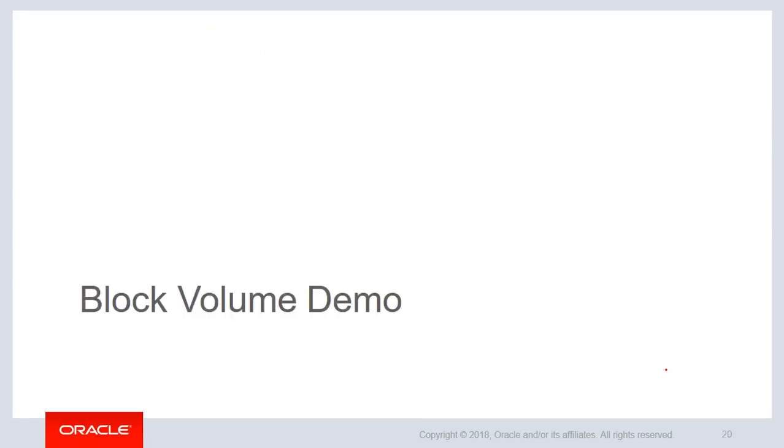So with that, we covered a lot of ground. We looked at some unique features like policy-based backup, which is only provided by Oracle Cloud Infrastructure. We looked at volume groups, again a feature which is only offered by Oracle Cloud Infrastructure. So let's look at the block volume demo.